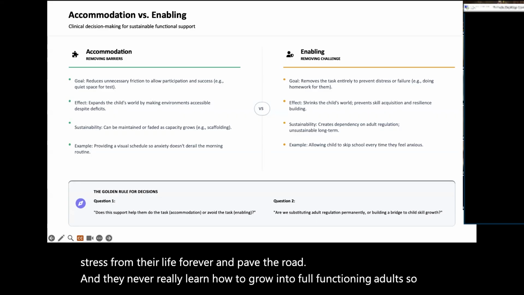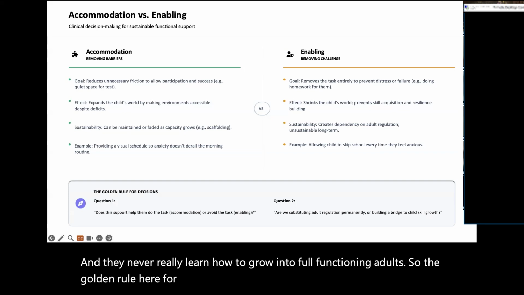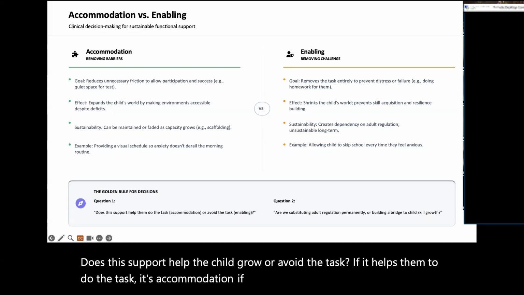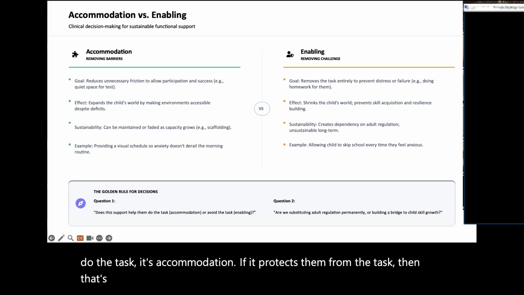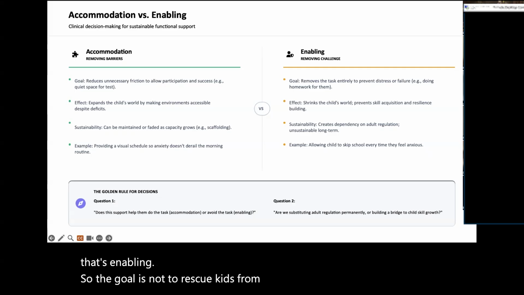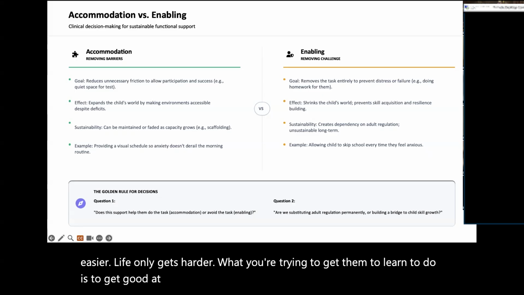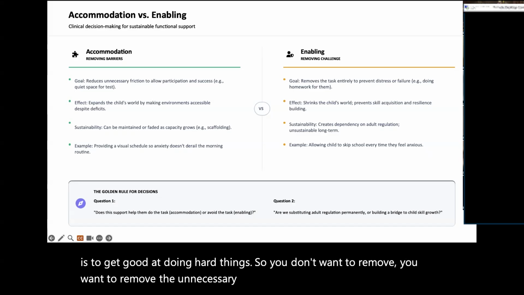So the golden rule here for decision making is, does this support help the child grow or avoid the task? If it helps them to do the task, it's accommodation. If it protects them from the task, then that's enabling. So the goal is not to rescue kids from difficulty because life does not get easier. Life only gets harder. What you're trying to get them to learn to do is to get good at doing hard things. So you want to remove the unnecessary barriers so they can meet the right amount of difficulty.